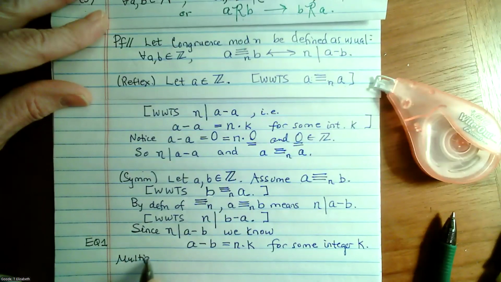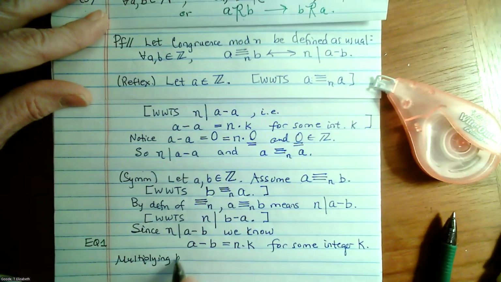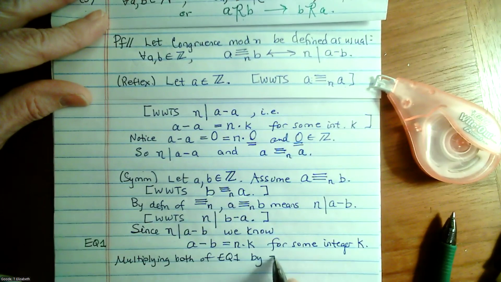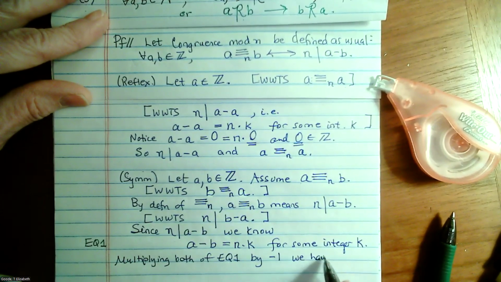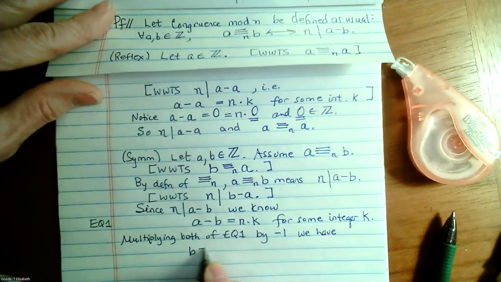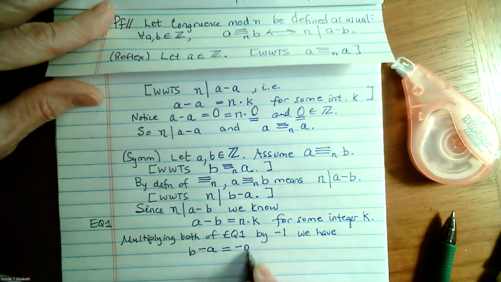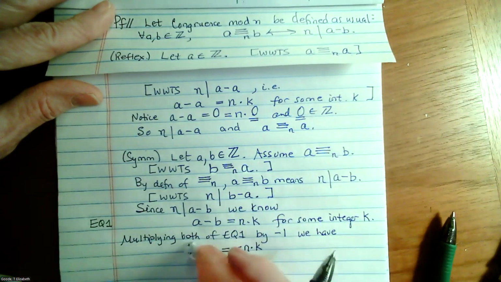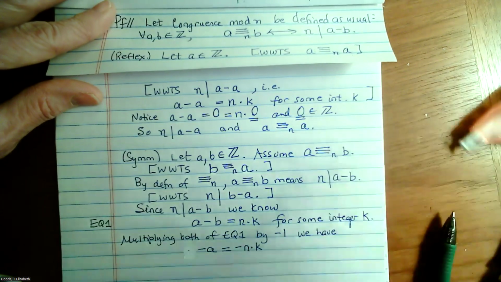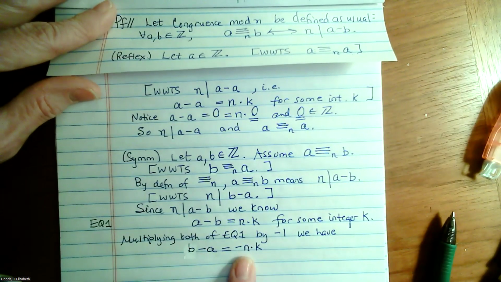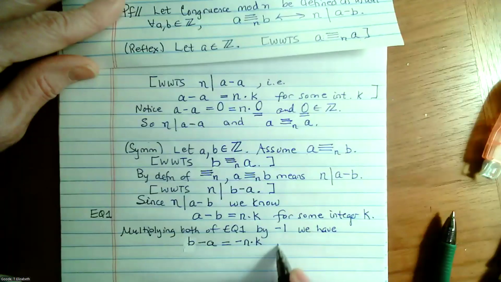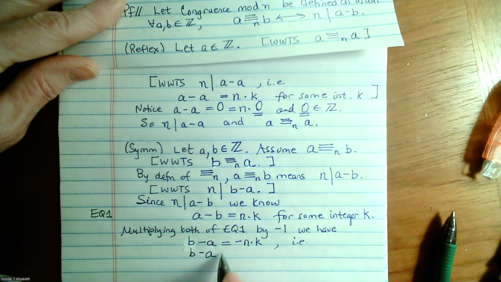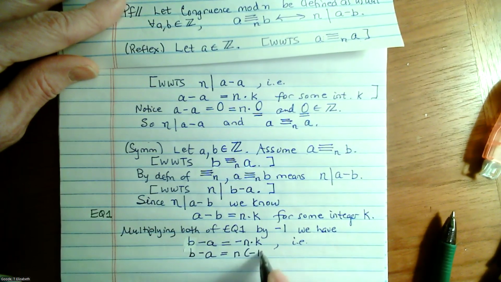Let's multiply. Multiplying both sides of equation 1 by -1. Well, what do we have? We have B minus A equals negative N times K. And that's almost what we want, but not quite. We're very close. We want to have an N as a factor, not a negative N. So we can just group the -1 with the K. In other words, B minus A is equal to N times negative K.